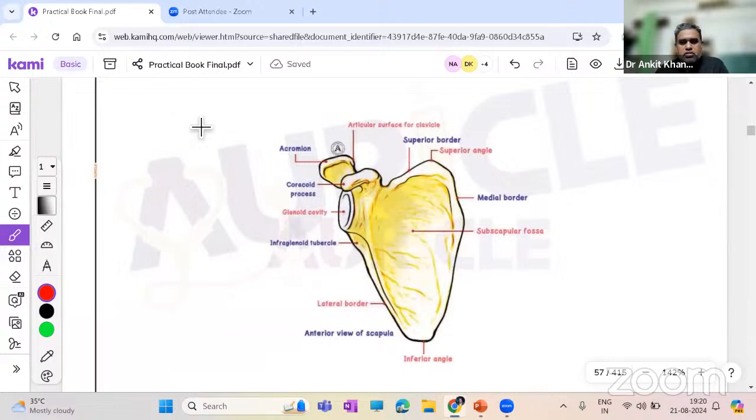So this will be of which side scapula, right or left side? Are you seeing the spine? No, we can't. Okay, so this is the anterior view of the scapula. This is the anterior view.